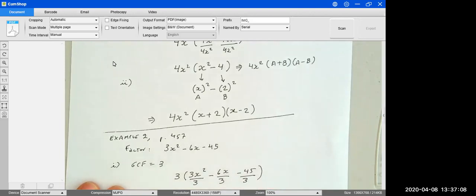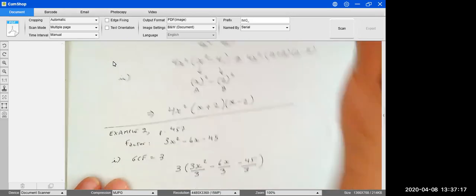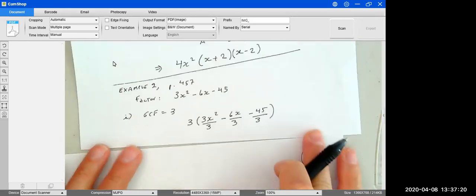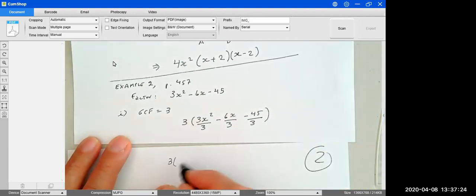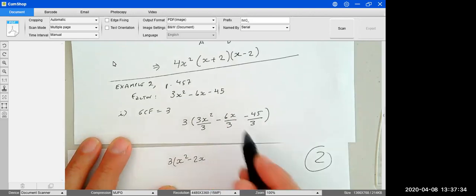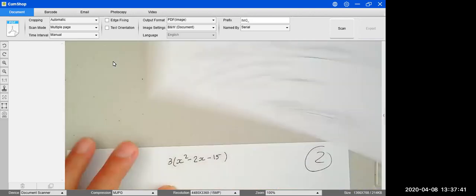And we're going to end this first step of factoring by simplifying the fractions that are inside this parentheses. So I have 3 that multiplies 3 over 3 cancels, so you're going to end up with x squared. Negative 6 over 3, you're going to get negative 2x, and finally negative 45 over 3 is going to be negative 15. So that's the first step.